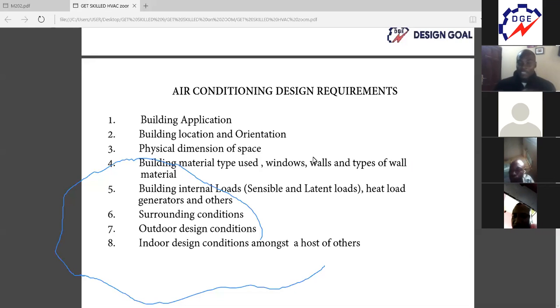You need to know the kind of space you're dealing with for the kind of cooling you require.